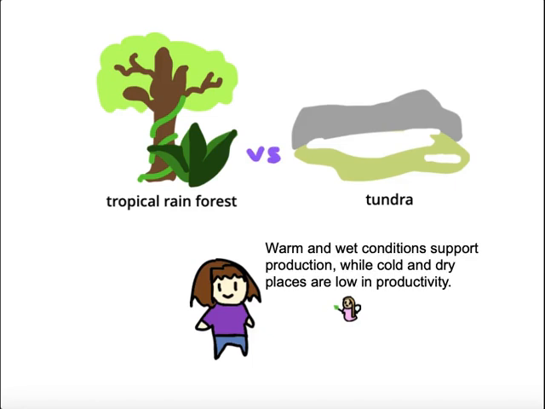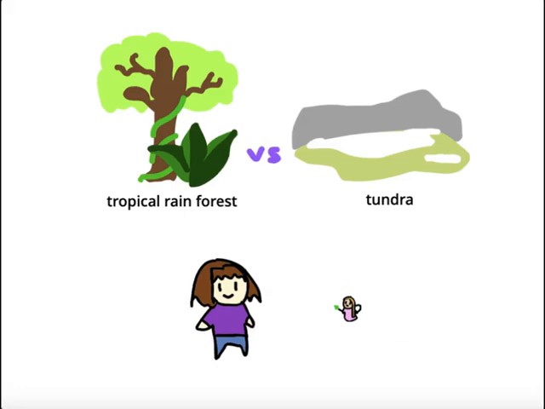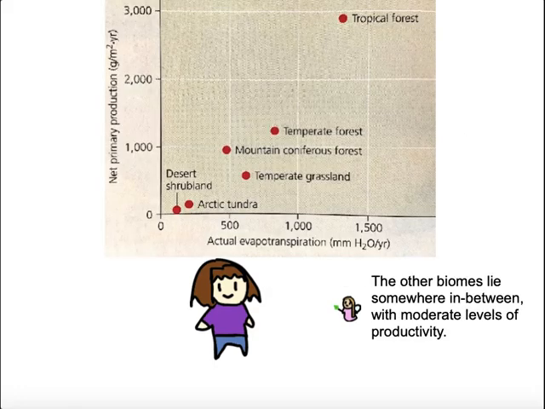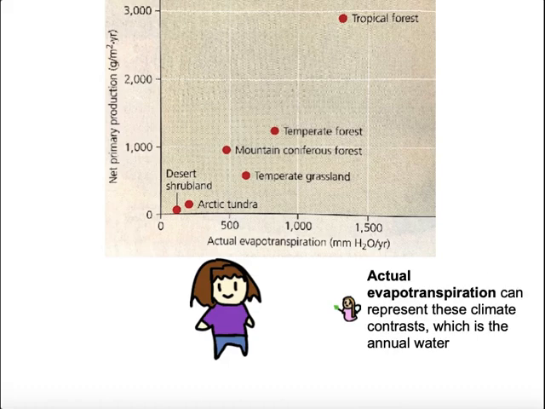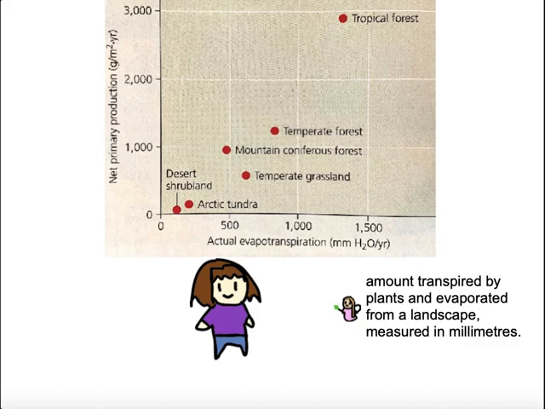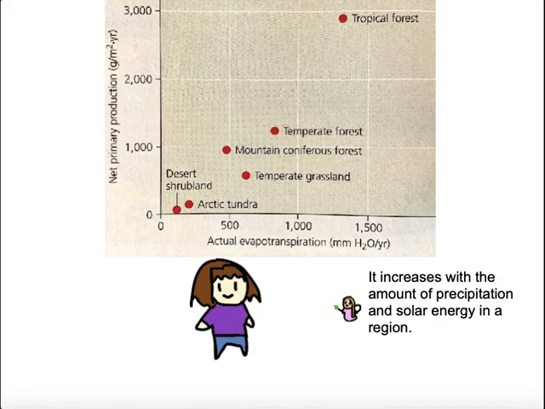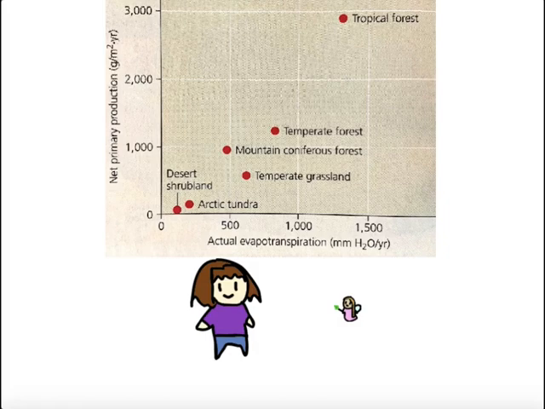Warm and wet conditions support production, while cold and dry places are low in productivity. The other biomes lie somewhere in between, with moderate levels of productivity. Actual evapotranspiration can represent these climate contrasts, which is the annual water amount transpired by plants and evaporated from a landscape. Measured in millimeters, it increases with the amount of precipitation and solar energy in a region.